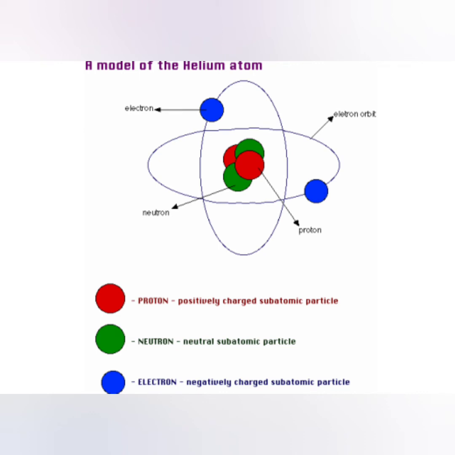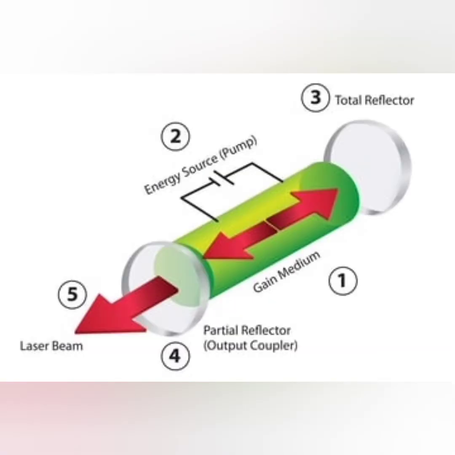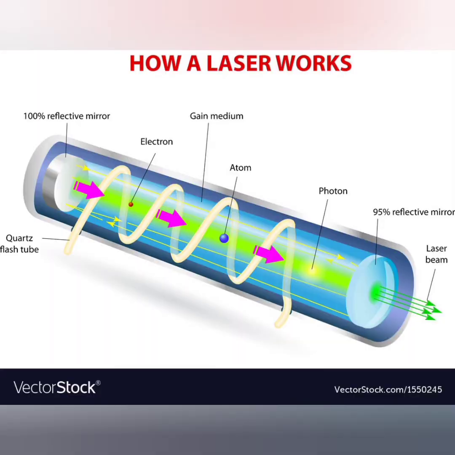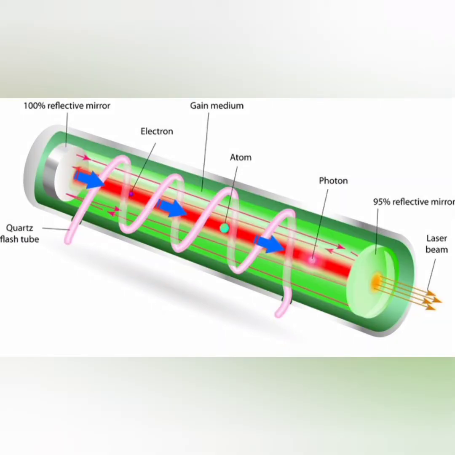So when these photons or the energy is released, if it is a constant or continued process, there's light amplification. And these amplified photons are then passed through another semi-reflective mirror on the other end to give a laser beam.